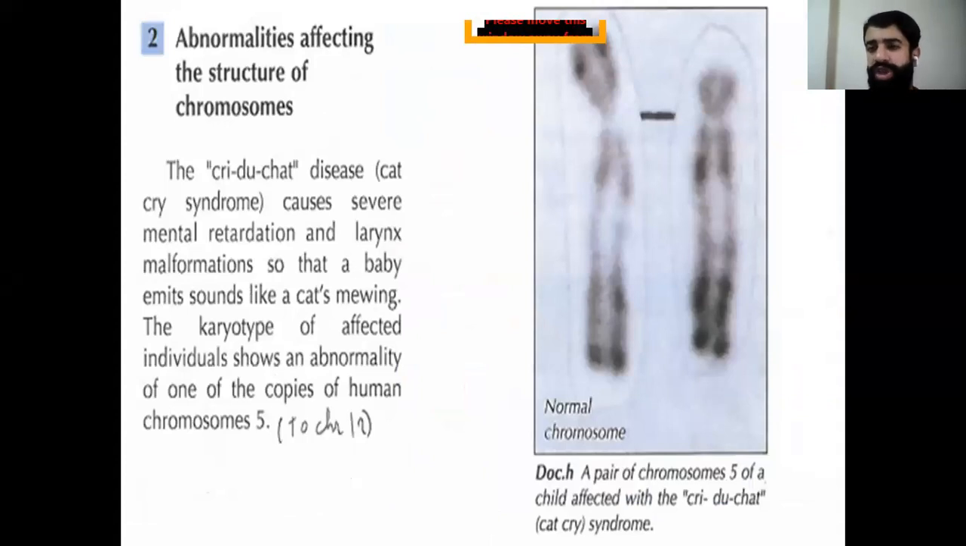These are abnormalities affecting the structures. In the case, as I said before, of Cri-du-Chat with a pair of chromosome number 5, a portion or a segment of the chromosome is missing here. So this portion that is missing is responsible for this disease, Cri-du-Chat. Cri-du-Chat is called the cat's cry syndrome.